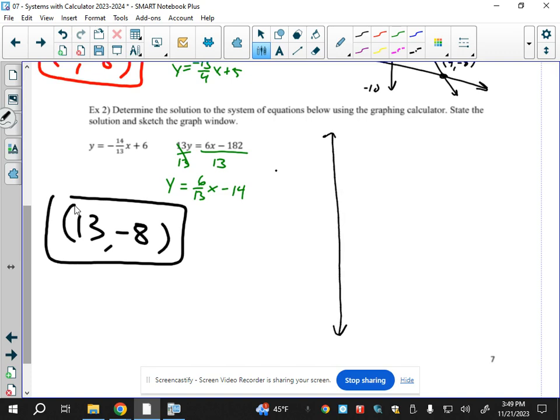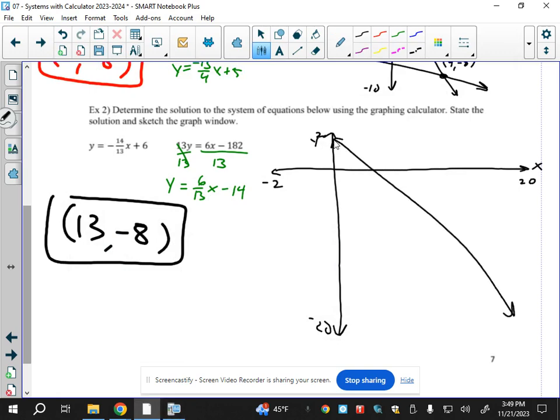And we've got to make our sketch of our window again, which is going to look different this time because our window is different. This time, our y, we're going from -20 to +2, and our x's from -2 to +20. And again, we're just going to sketch the pictures we see. I see a line going this way, and then I see a line going this way. We've got our point of intersection, 13, -8. And we're going to label with the 2 equations. And that's all we need to do.